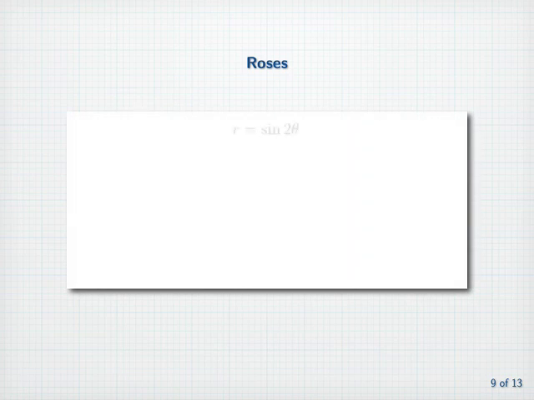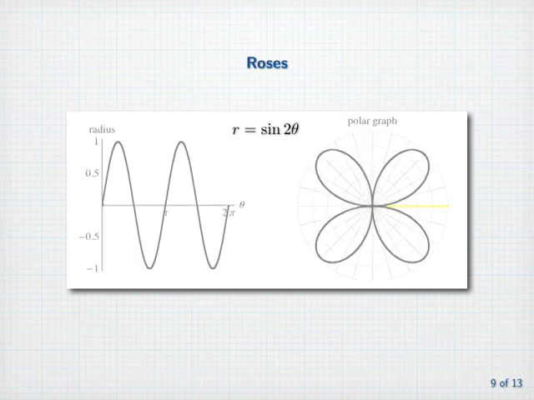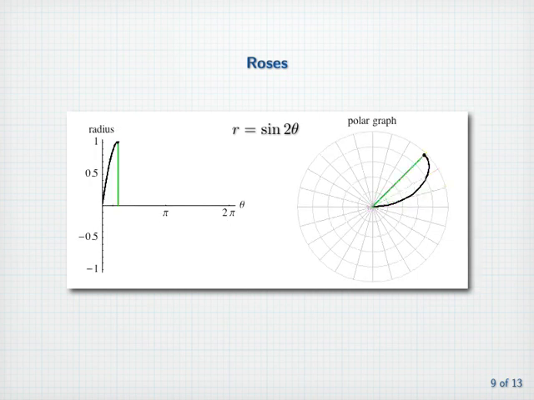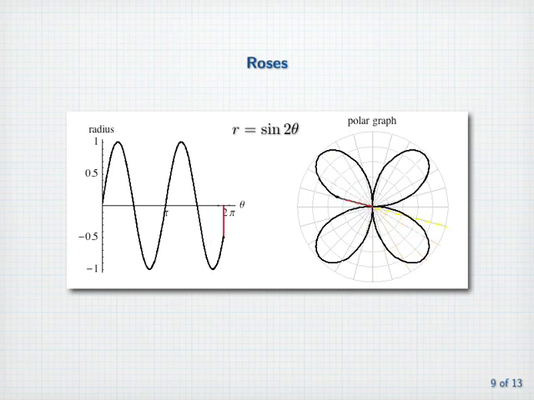Roses. Consider the equation r equals sine of 2 theta. Its polar graph is called a four-leaf rose. Let's see how this polar graph is traced out as theta goes from 0 to 2 pi. Notice that 2 leaves correspond to positive radii and 2 leaves correspond to negative radii.